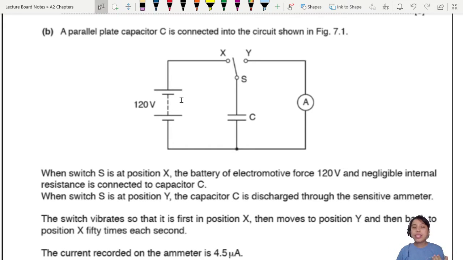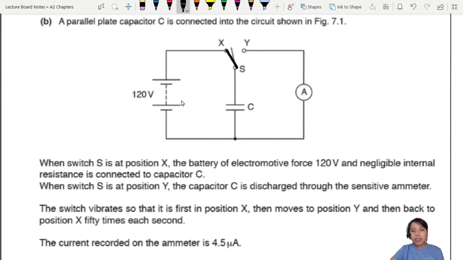Here you have a circuit, very similar to the one we looked at before. You have a battery power supply, a capacitor, and an ammeter. When the switch is at X, the battery is connected to the capacitor. So what happens? Charging. The capacitor is charged this way. Current flows this way, or charges flow in the opposite direction, but never mind. By induction, all the charges gather here. Positive, positive, positive, negative, negative, negative. The positive repels the positive, so the positive moves to the other side. In real life it's electrons moving, but for current's sake, we'll just say this. So this is the charging loop.